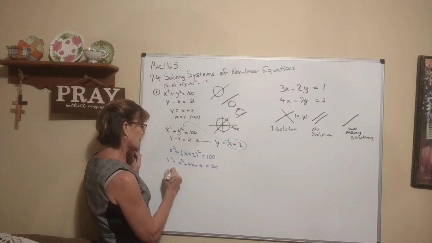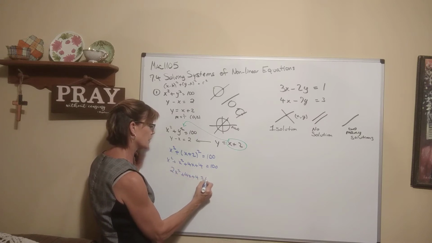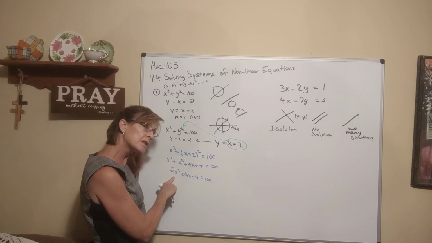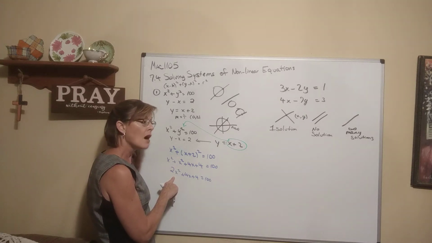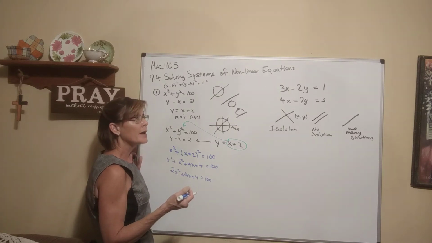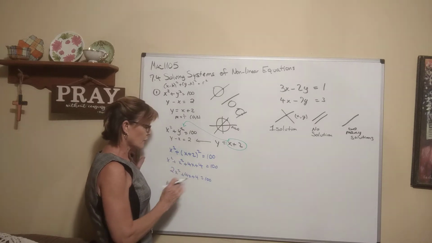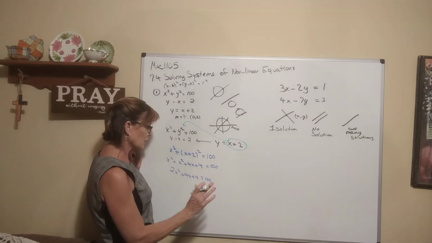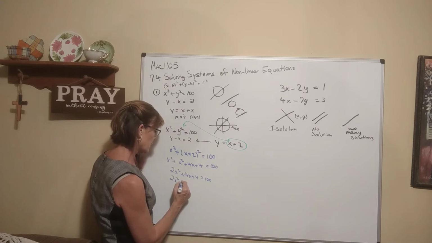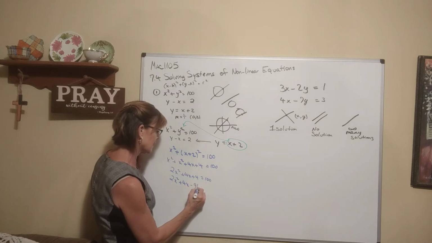Then I'll combine like terms. I have 2x squared plus 4x plus 4 is 100. And now I have a quadratic equation I need to solve. So the methods that we can use to solve a quadratic equation are by factoring, if it factors, by completing the square all the time, by quadratic formula all the time, and then sometimes it's in a form where we can just simply take the square root of both sides. So let's get a 0 on one side, so that gives us 2x squared plus 4x. If I subtract 100 from both sides, I'll get minus 96.